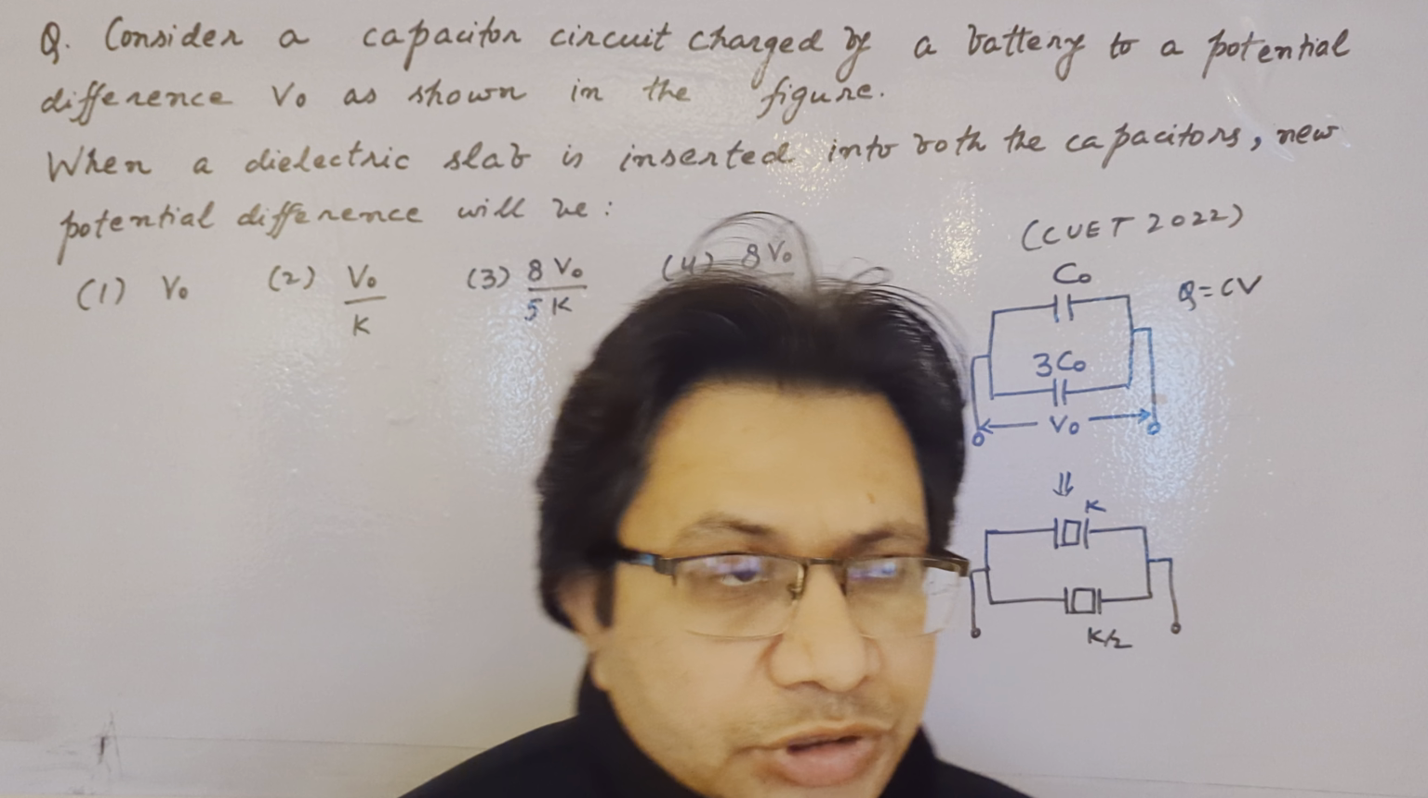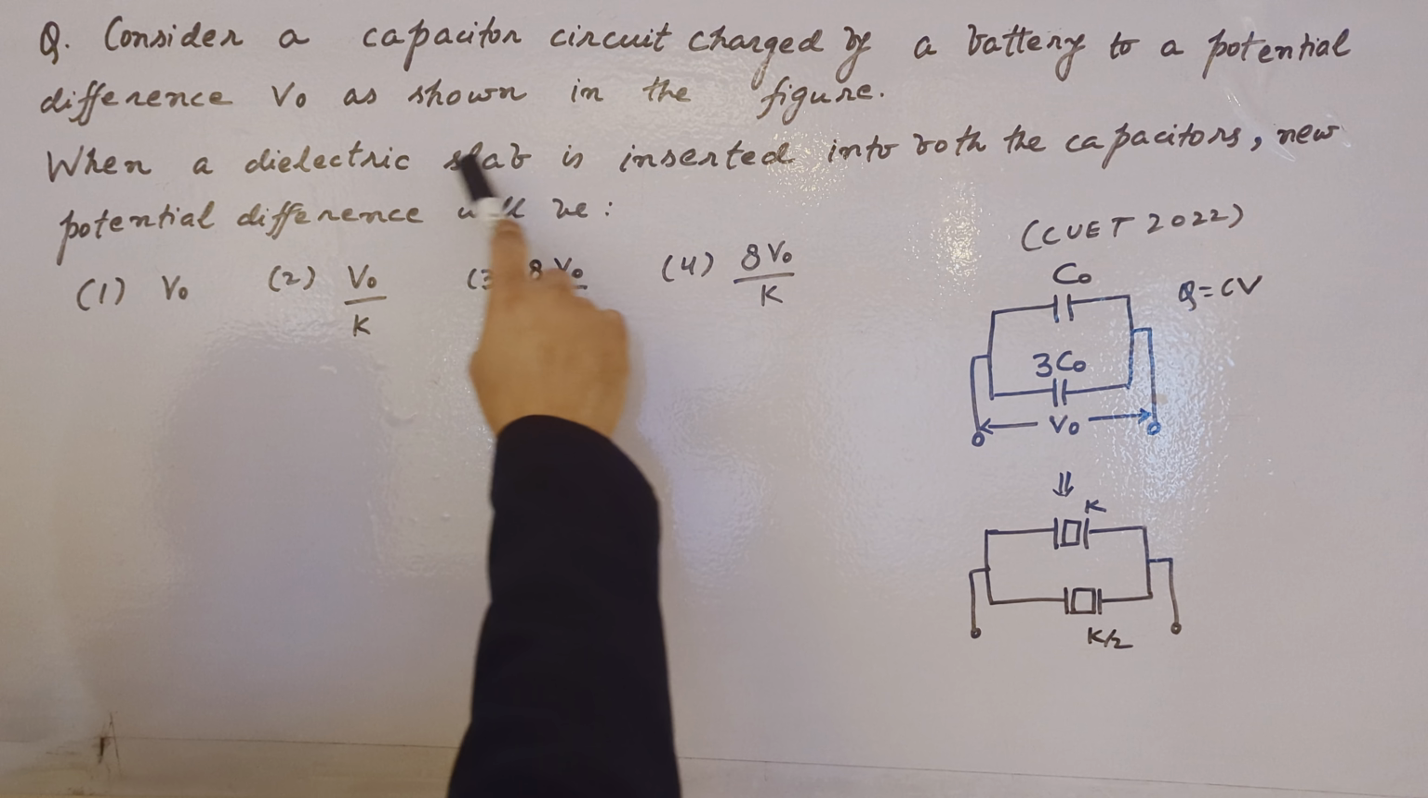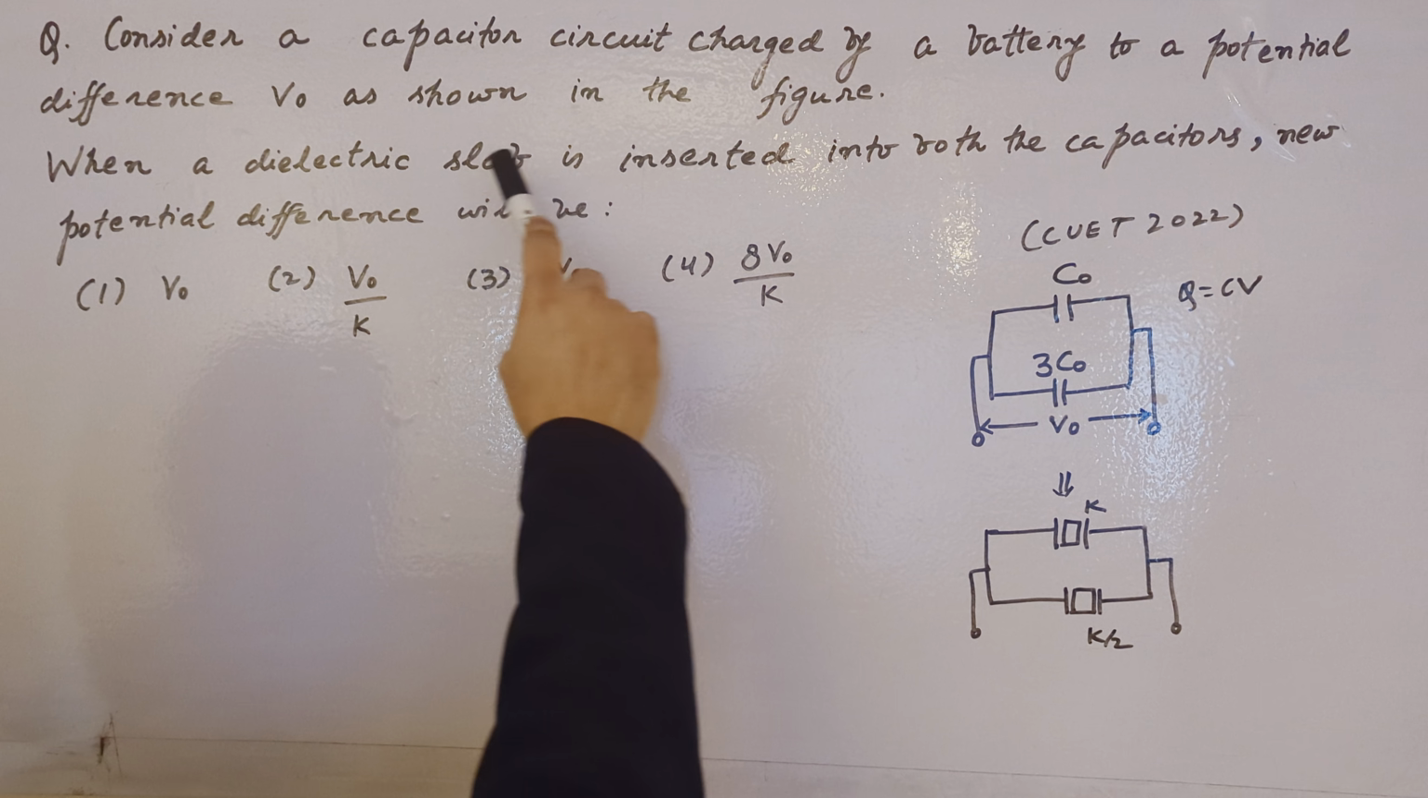Hello students, the question is: consider a capacitor circuit charged by a battery to a potential difference V naught, as shown in the figure. When a dielectric slab is inserted into both the capacitors, the new potential difference will be: option 1, V naught; option 2, V naught by K; option 3, 8 V naught by 5K; and option 4, 8 V naught by K.